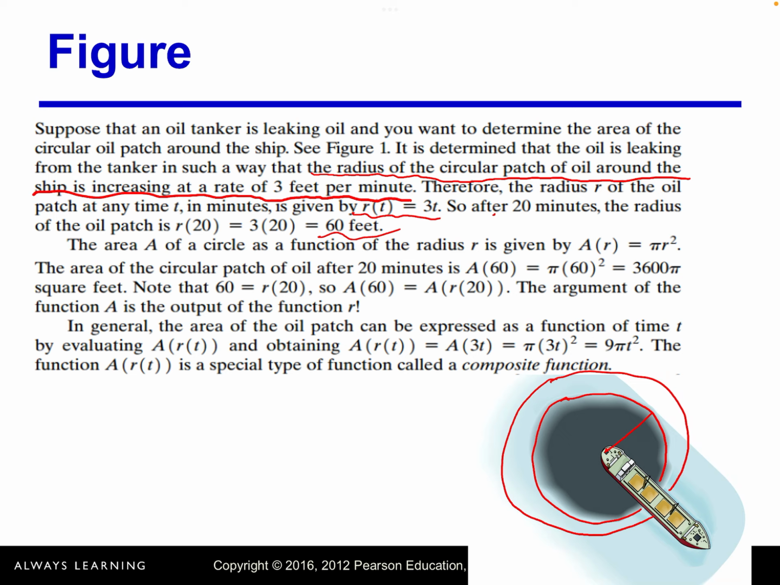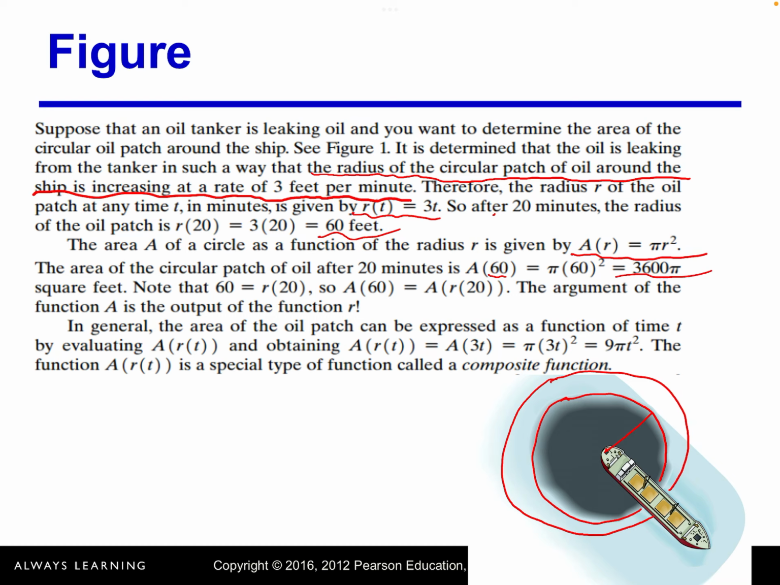So the area of the circular patch can be modeled as a function of the radius r, which equals pi times r squared. That's how to find the area of a circle. So if the radius r equals 60, then pi r squared will equal 3600 pi. That's just for illustration purposes. We use this example to illustrate the composite function.